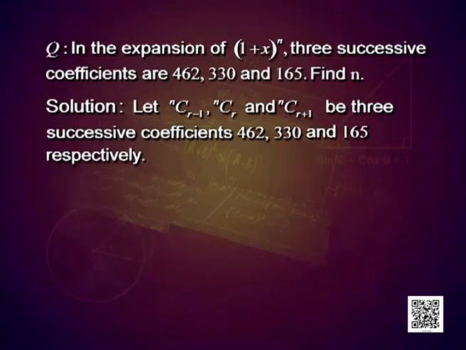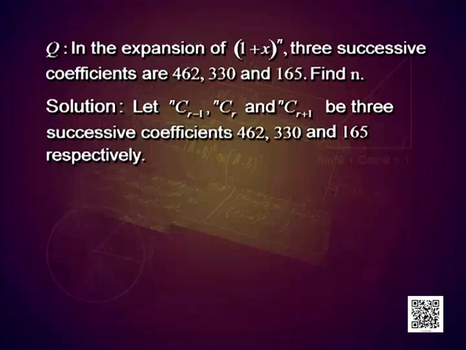So, we know that the coefficient of the r plus 1th term will be nothing but nCr, and therefore, instead of starting the problem with the term itself, I can start with the assumption of what the 3 successive coefficients are. So, I assume that the 3 successive coefficients are nCr minus 1, nCr and nCr plus 1. So, nCr minus 1 is the coefficient of Tr, nCr is the coefficient of Tr plus 1 and so on.